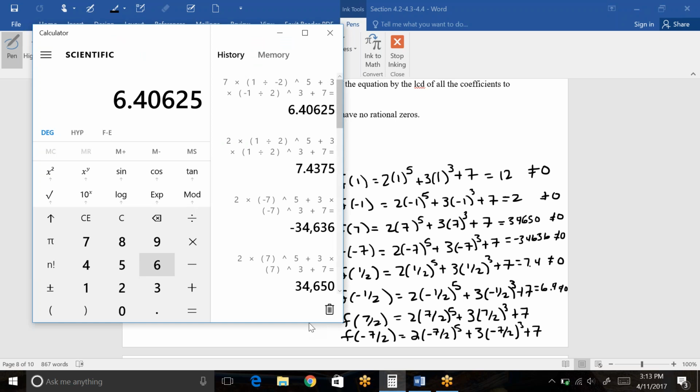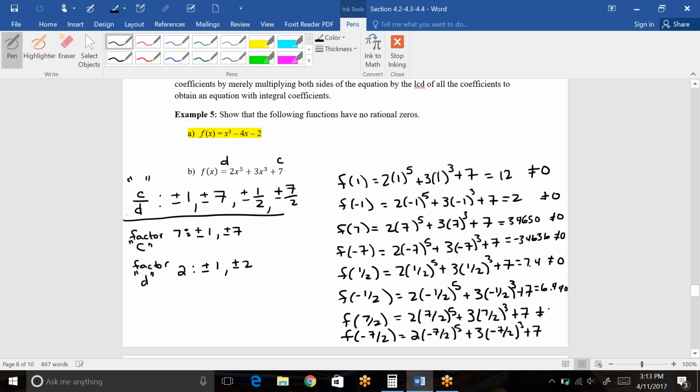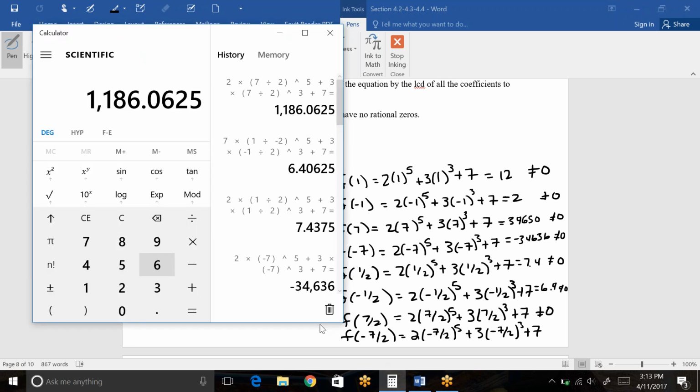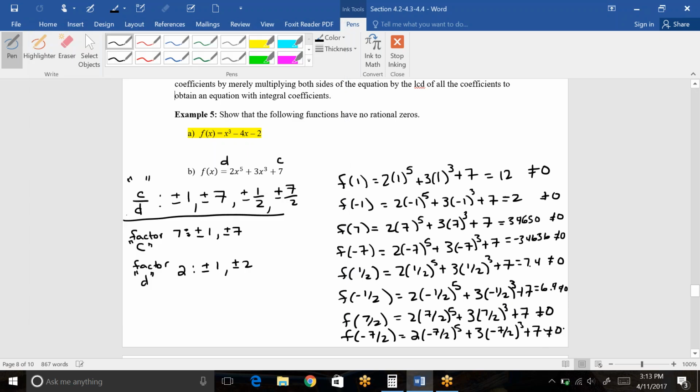And then lastly we have the 7/2 and the negative 7/2. Now these don't equal 0, but I can go ahead and show you that. 2 times 7 divided by 2 to the 5th plus 3 times 7 divided by 2 to the 3rd plus 7. All we care about is that it doesn't equal 0. I'm not going to try to write that in there. And then the same thing's going to happen to negative 7/2. This does not equal 0 as well.